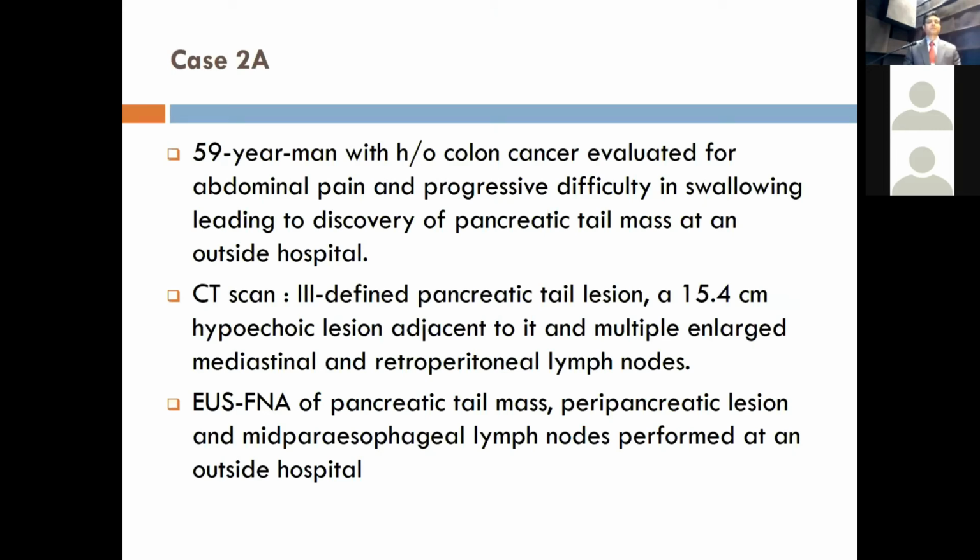So next I'm going to present a pair of cases that shows the morphological spectrum of this entity. Our first case is a 59-year-old man evaluated for abdominal pain and progressive difficulty in swallowing, leading to discovery of a pancreatic tail mass. This was at an outside hospital. On CT scan, in addition to this pancreatic tail mass, there was a very large peripancreatic mass, and enlarged mediastinal and retroperitoneal lymph nodes were also seen. All these 3 different sites were sampled, and we got the samples from the outside hospital and reviewed them.